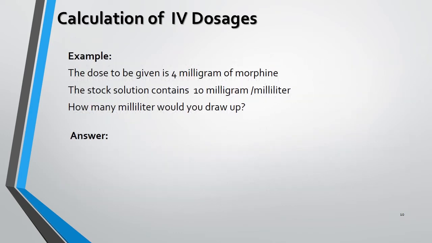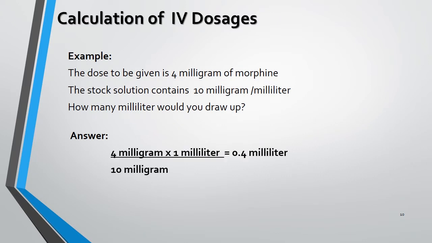Here we have an example of calculating an IV dosage form. The dose given for morphine is 4 mg and the stock solution contains 10 mg per ml. The volume of morphine to draw up is 0.4 ml.